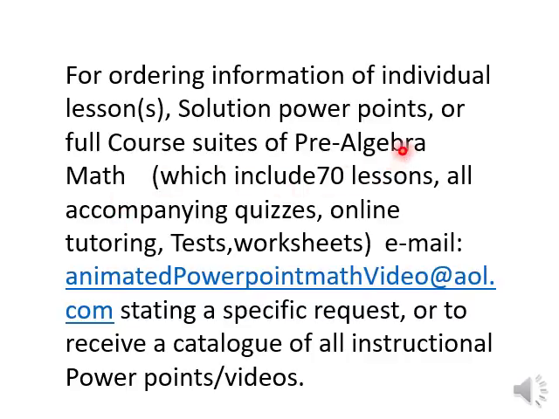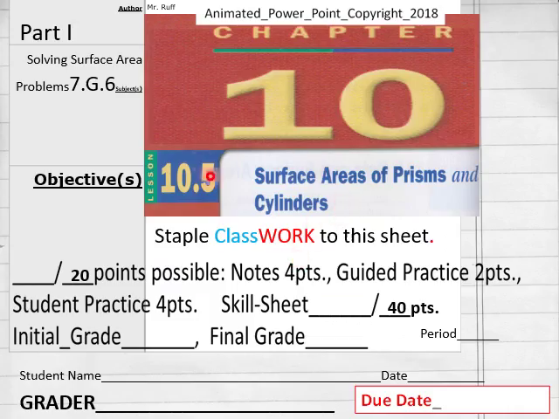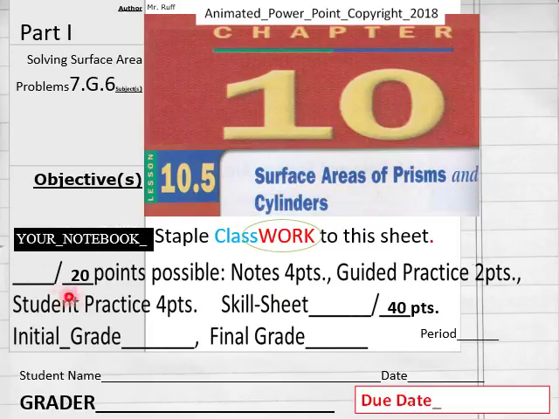Hello everybody, getting ready to do lesson 10.5 of Pre-Algebra Math today, part 1. So today's lesson, 10.5, surface areas of prisms and cylinders. 20 points of note-taking today. Classwork, 40 points on your classwork sheet today for surface areas of prisms and cylinders. Here is your standard 7G6.